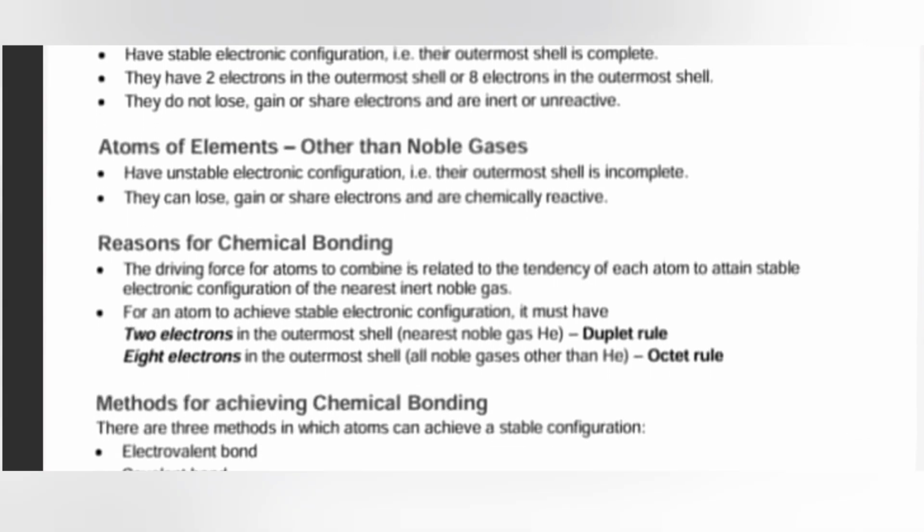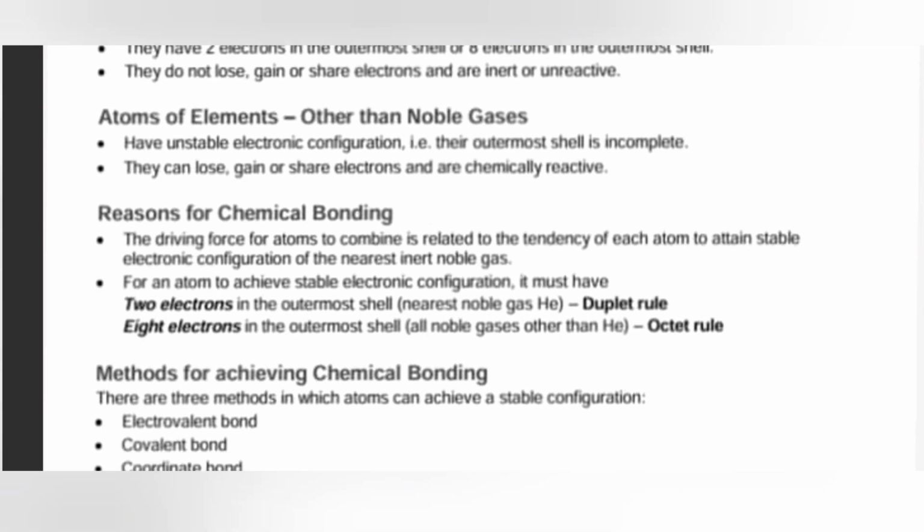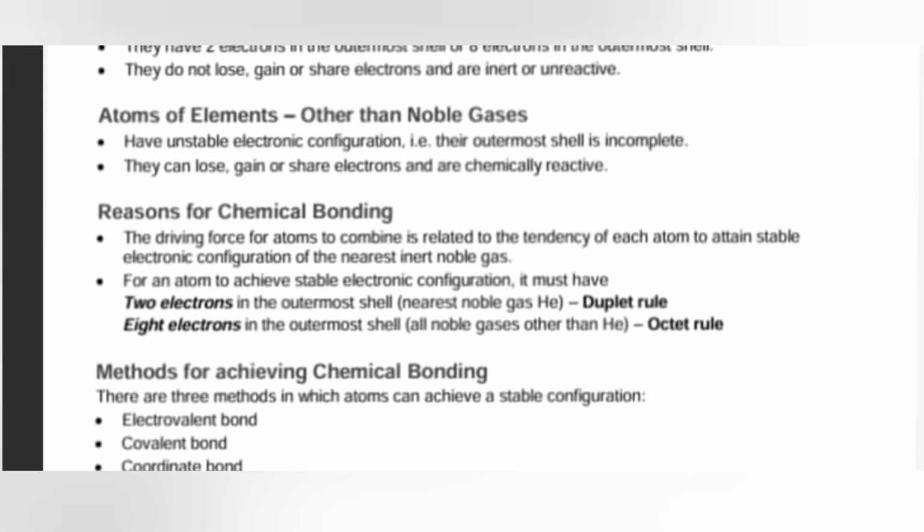Reason for chemical bonding. Okay, so the driving force for atoms to combine is related to the tendency of each atom to attain a stable electronic configuration like the nearest inert noble gas. For an atom to achieve a stable configuration, it must have 2 electrons in its outermost shell, like the nearest noble gas helium, which is the duplet rule, or 8 electrons, which is the octet rule. So due to this rule, an atom should have 2 or 8 electrons in its outermost shell to be stable.